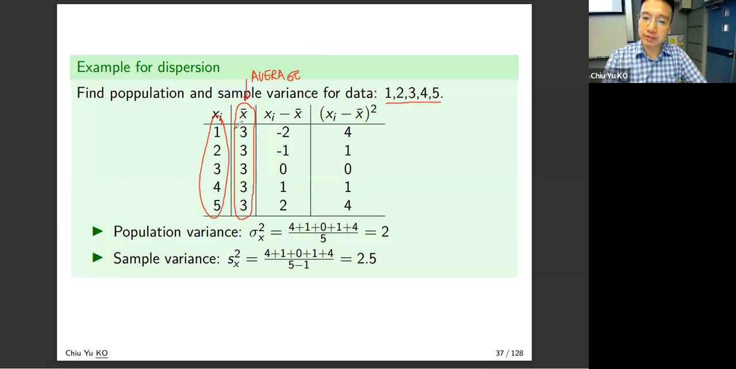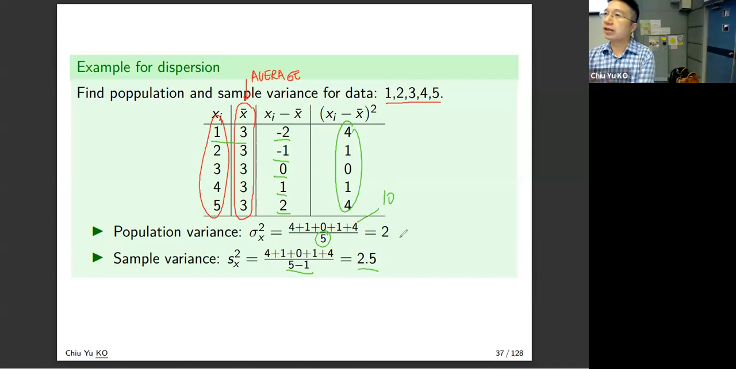Then you subtract. Here you can see the third column is subtracting the mean. 1 minus 3 is -2, 2 minus 3 is -1, and so on and so forth. Is that clear for the third column? The fourth column is just the square of the third column. Now, how to calculate the population variance? It's just adding all of these up and dividing by 5, which gives 2. If you divide by 5 minus 1, it's 2.5, because the sum is 10. Later we'll verify this, probably working it out in Excel, either this class or the next.